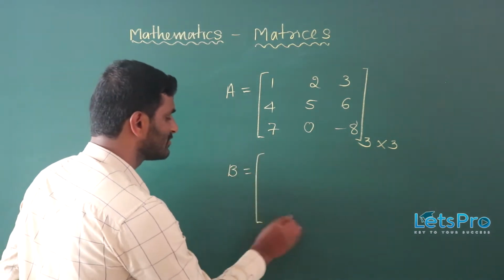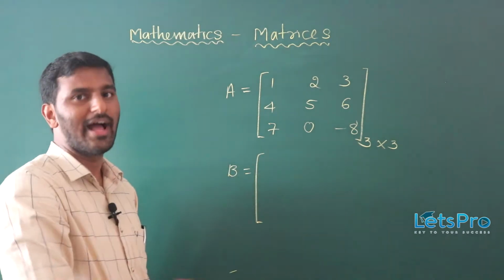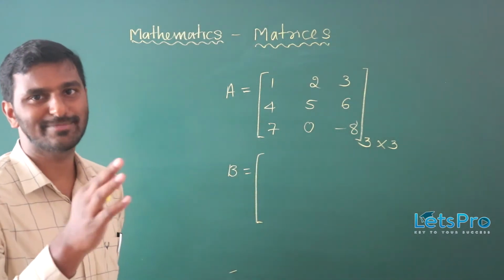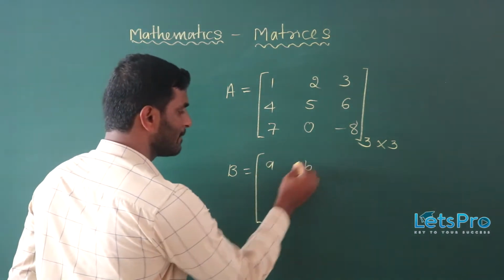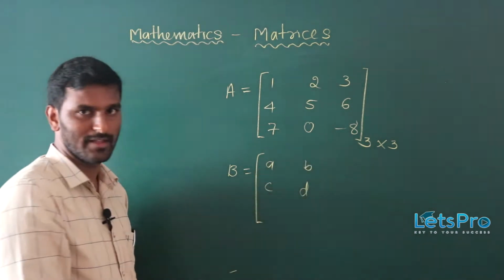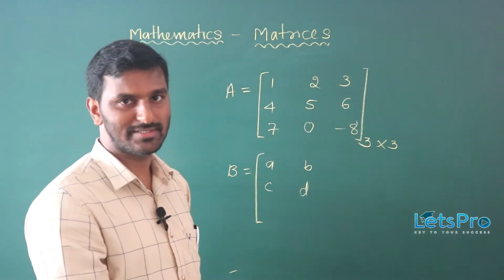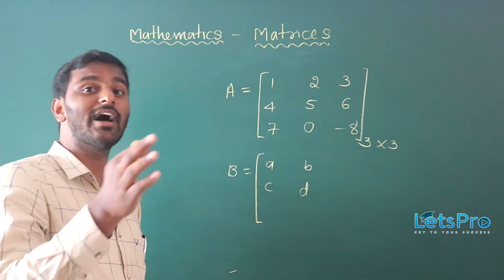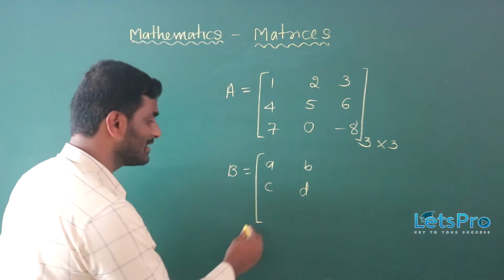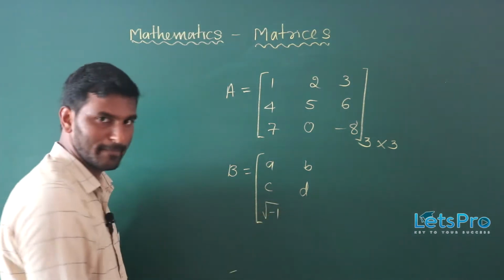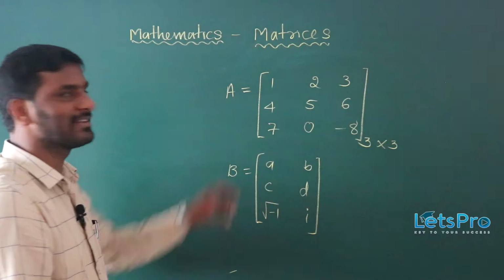A matrix is always denoted by a capital letter, and the elements are represented by small letters or numbers, like a, b, c, d. The elements can also be complex numbers. Which are the complex numbers? Complex numbers are not real numbers; they are numbers other than the real numbers, that means root minus 1, otherwise i. So this is one example of a matrix.